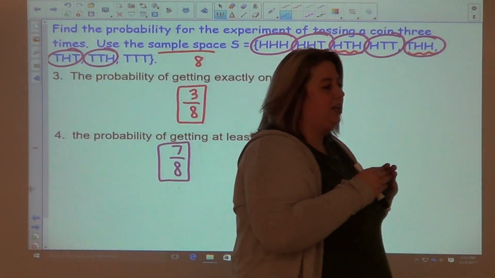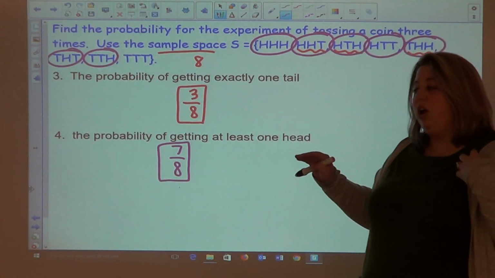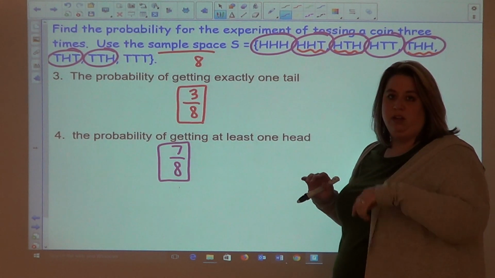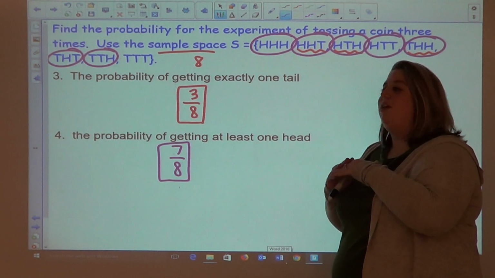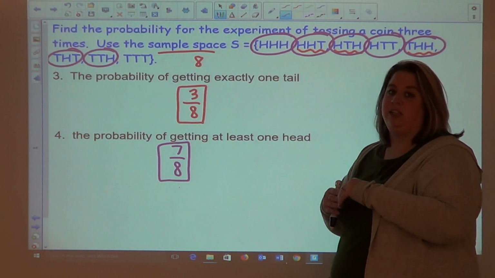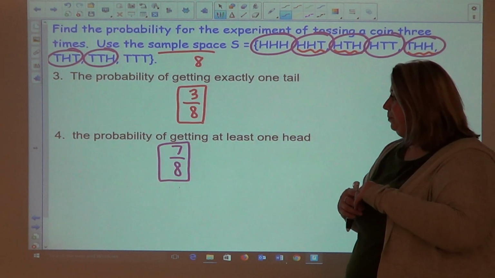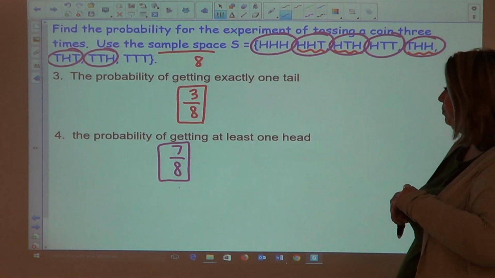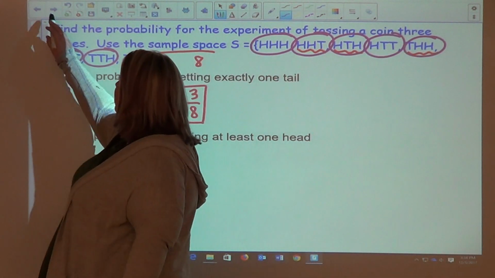All probabilities, whatever these fractions are, have to be less than or equal to 1. Okay? I mean, you're never going to have a probability bigger than 1. 1 would be the biggest because that would be a 100% chance that you would get something. Okay? All right, one more scenario.